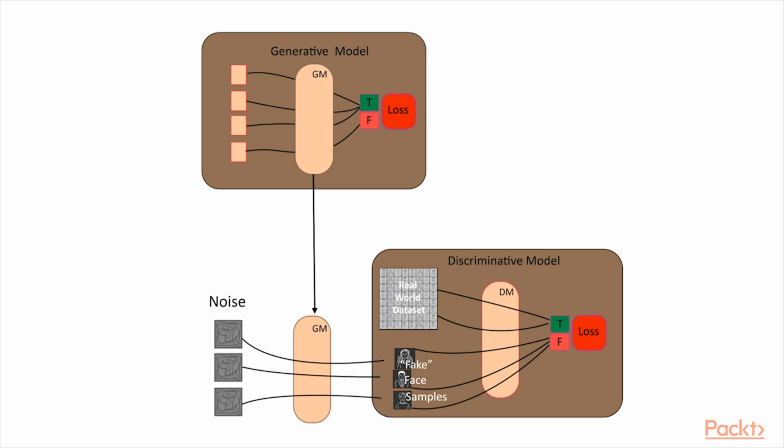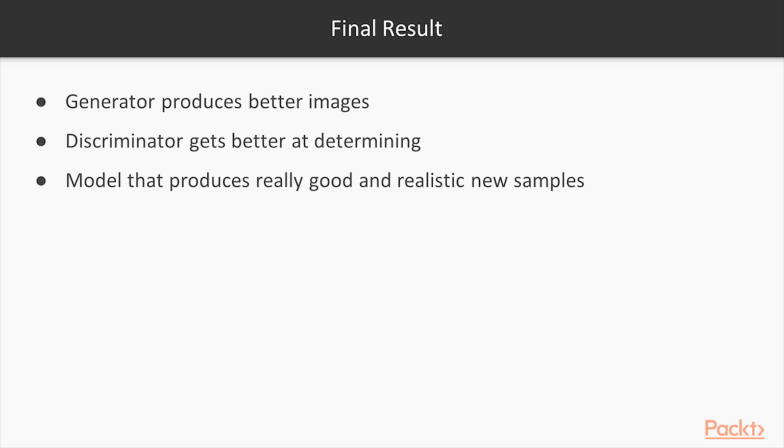In the general case, both the generator and the discriminator are neural networks, and they are trained in an alternating manner. Each of their objectives can be expressed as a loss function that we can optimize via gradient descent. The final result is that both models improve themselves in tandem. The generator produces better images, and the discriminator gets better at determining whether the generated sample is fake. In practice, the final result is a model that produces really good and realistic new samples. That's all about GANs.